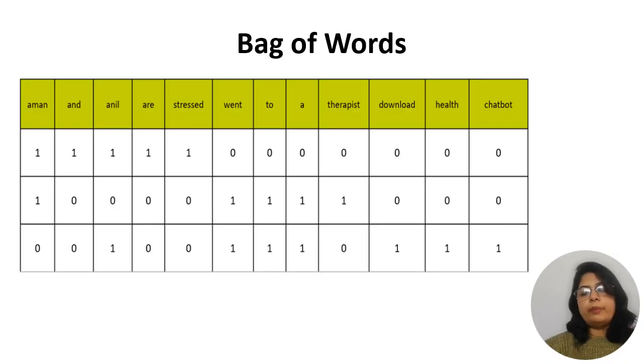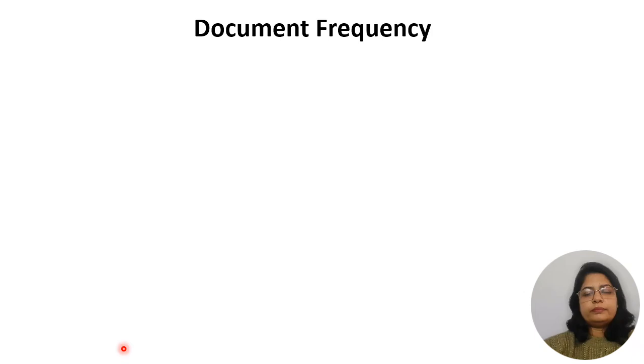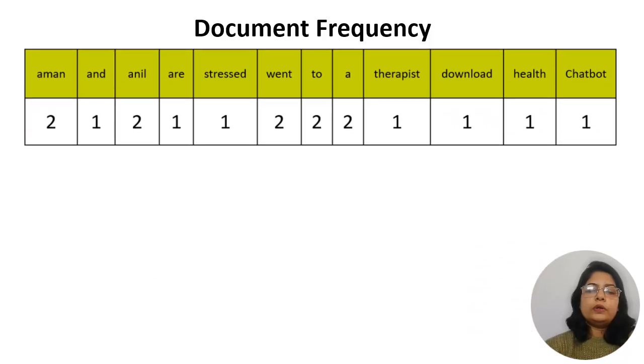This was the output of bag of words. Continuing from here, we go to our next algorithm. So the next term is document frequency. Document frequency is how many times these words are occurring in the documents. So Aman was twice and Anil was twice, simply counting from the bag of words.